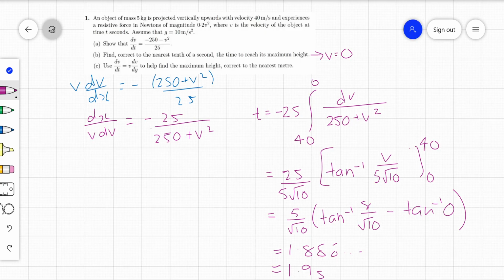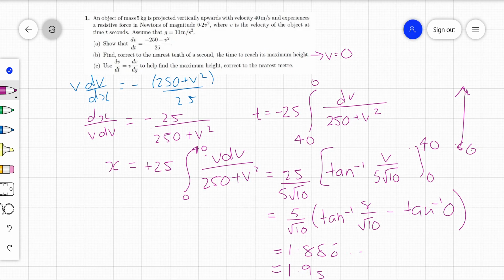So again, as I'm going from the start to my maximum height, I'm starting at x equals 0 and going to some value x. So this side will be x as velocity again. So I would have minus 25 and v dv here on 250 plus v squared. The velocity would be going from the initial velocity, 40, down to 0, but if I get rid of the minus, I can go from 0 up to 40 instead.